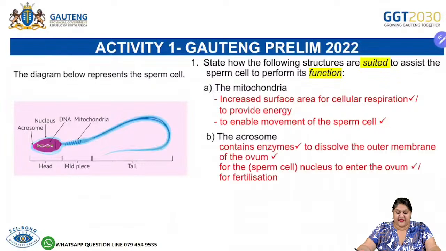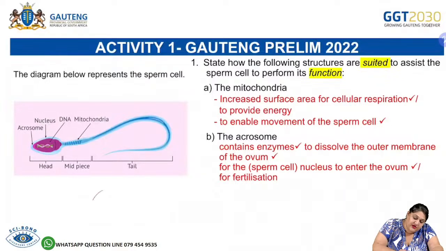And then we've got the acrosome. What does this have? It contains enzymes. Remember I told you that? It contains enzymes to dissolve the outer membrane of the ovum for the sperm cell nucleus to enter the ovum for fertilization.